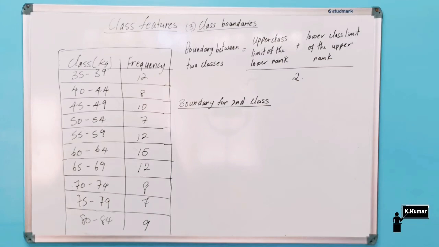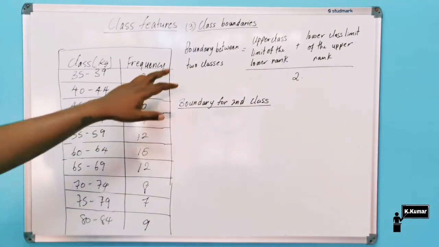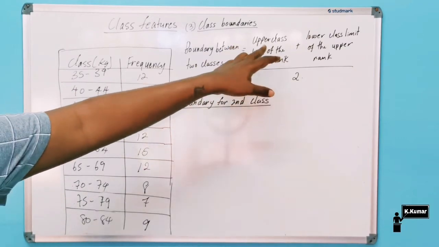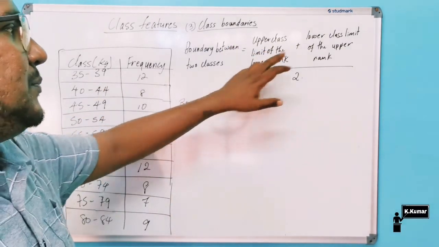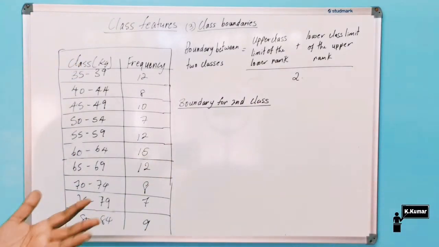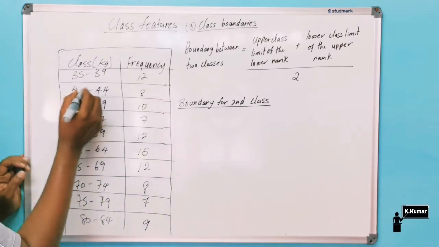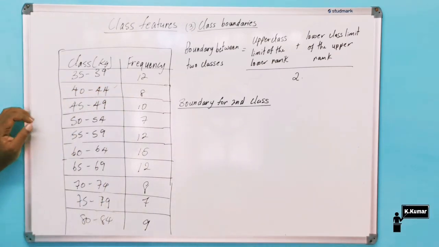The third class feature that we're going to look at is class boundaries. In order to calculate the boundaries, the boundary between two classes equals the upper class limit of the lower rank plus the lower class limit of the upper rank, divided by 2. Let's just find the boundaries for the second class. So we want the boundaries for this class, right?